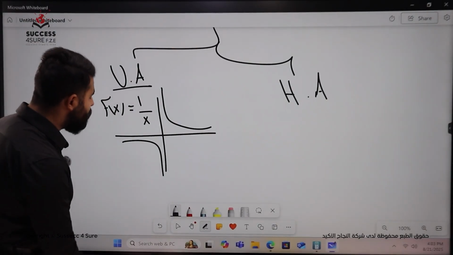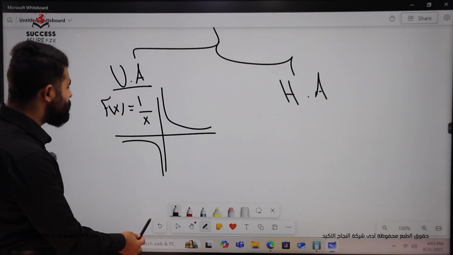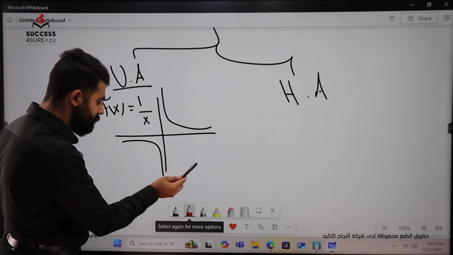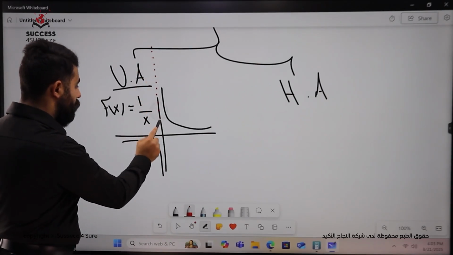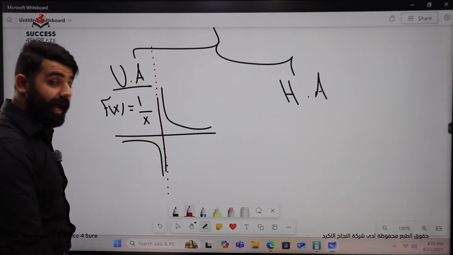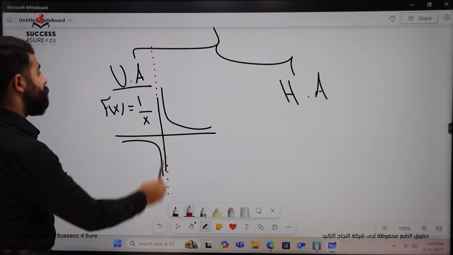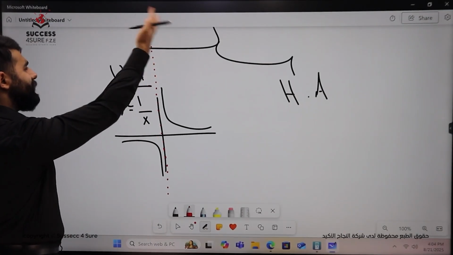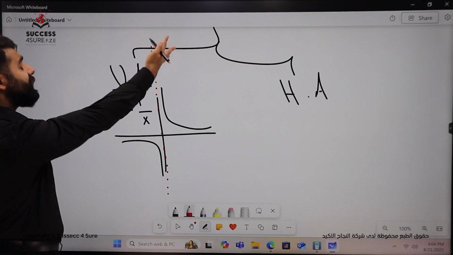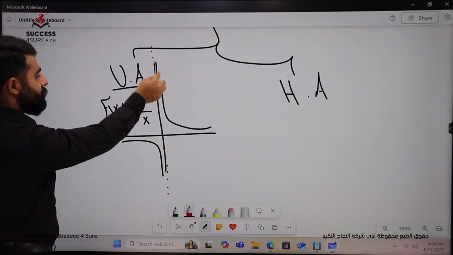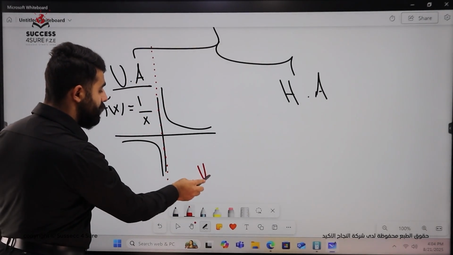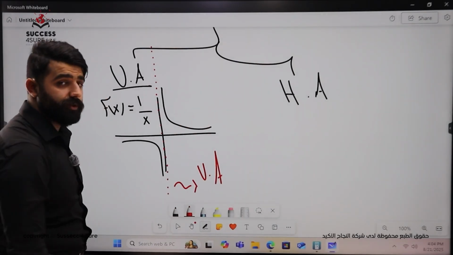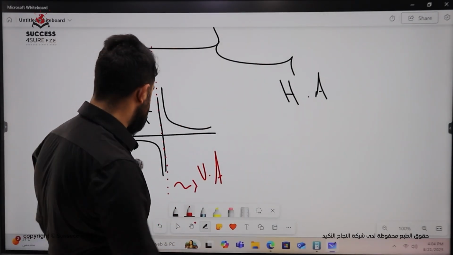Now, by saying undefined value, I mean there is no specific point on the y-axis. So we have nothing on the y-axis, all right? Now, we can express this nothing on the y-axis by this dotted line. And what do we call this line? Vertical asymptote. So that's the definition of the vertical asymptote.